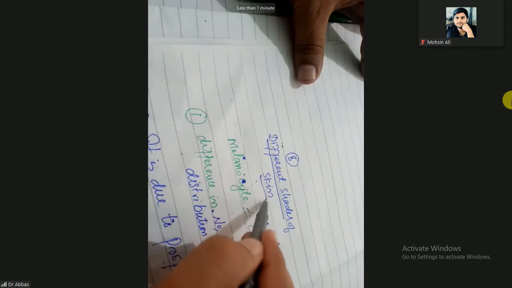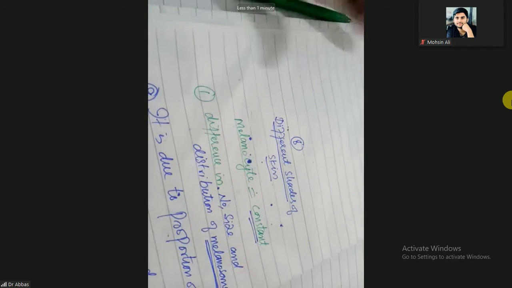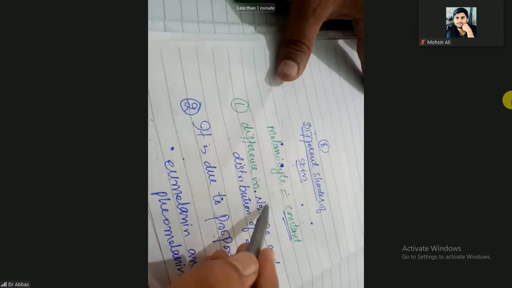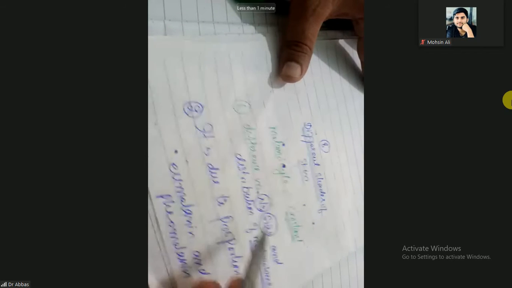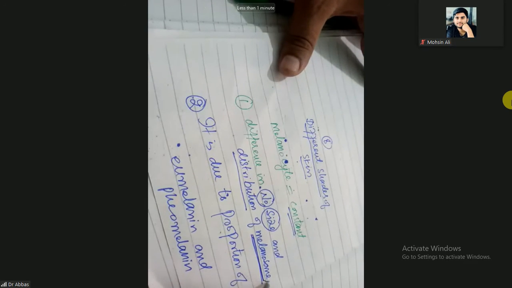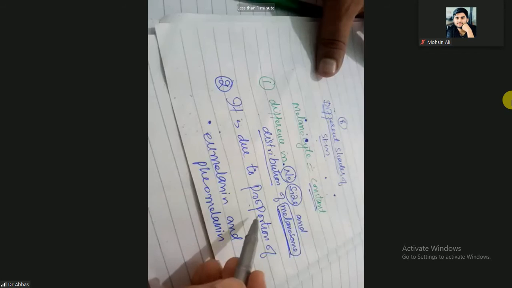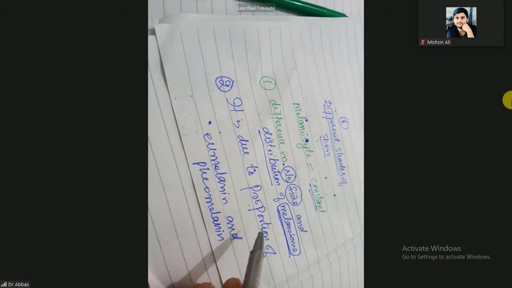So why the different shades of skin, when melanocytes are constant? Then all persons should have the same skin, black, brown or white. But every person has a different shade of skin. It is due to two reasons. One is the difference in number, size and distribution of the melanosomes, not melanocytes. The other is the proportion of melanin. Melanin is a colored pigment, a color-giving pigment.